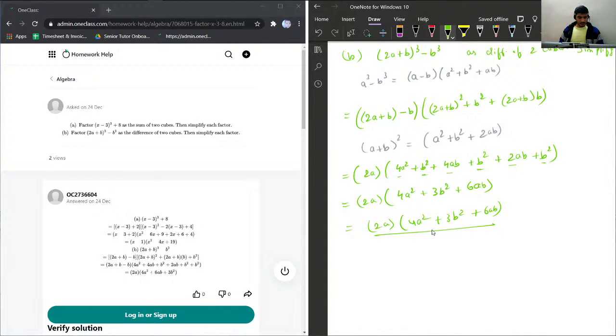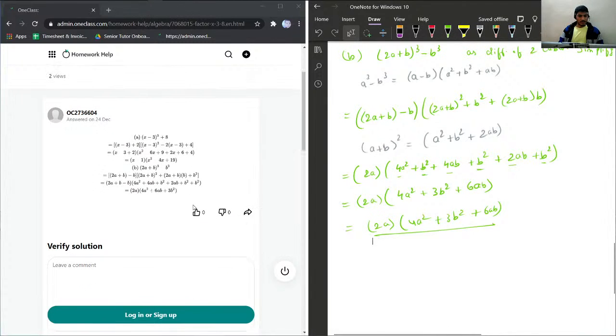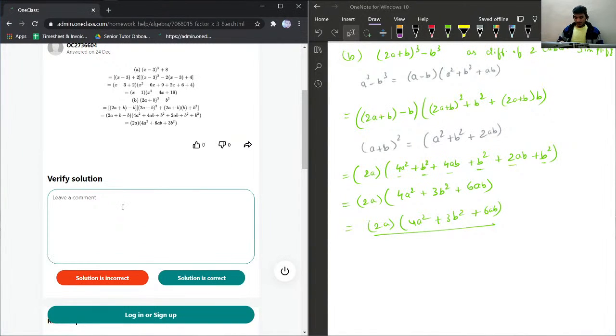So let us check. Yes, the b part here given by the junior tutor is correct. In the a part they have messed it up a little bit, so I'll just write this.